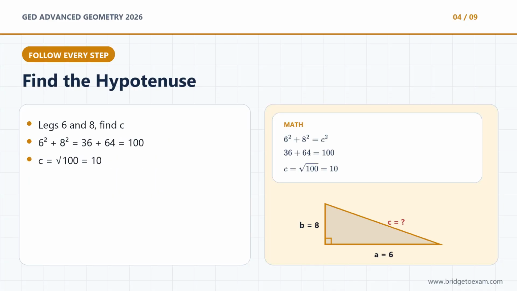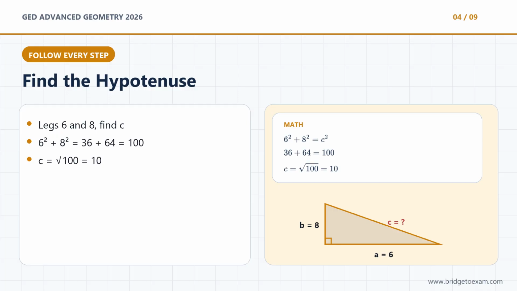Let's work a full example, slowly. A right triangle has legs of 6 and 8, and we want the hypotenuse. Step 1. Write the theorem. A squared plus b squared equals c squared. Step 2. Substitute the legs. 6 squared plus 8 squared equals c squared. Step 3. Square each one. 6 squared is 36, and 8 squared is 64.